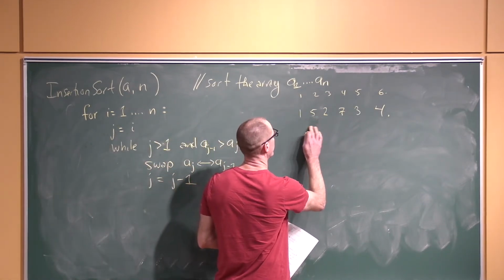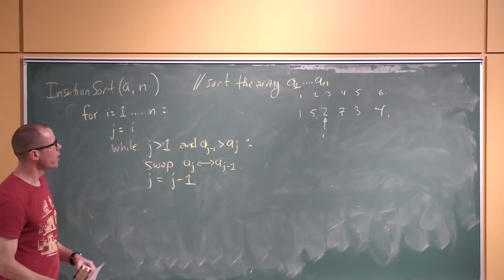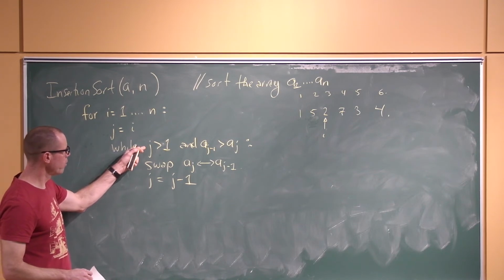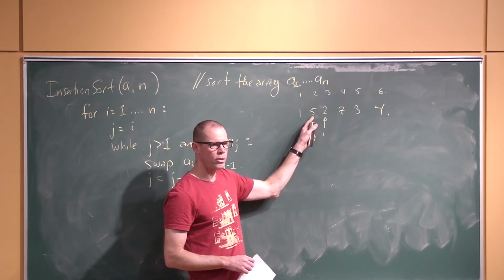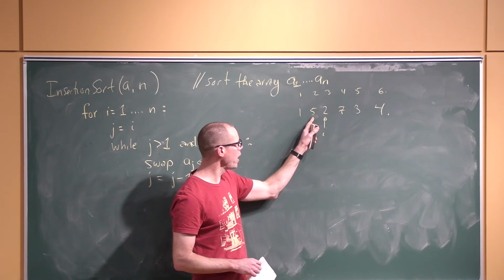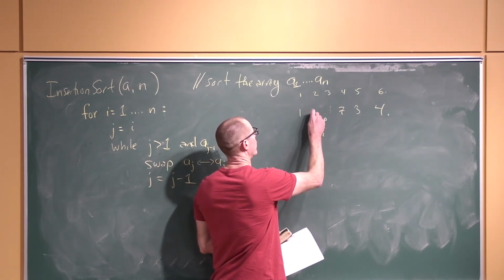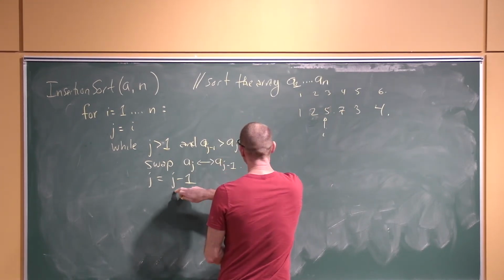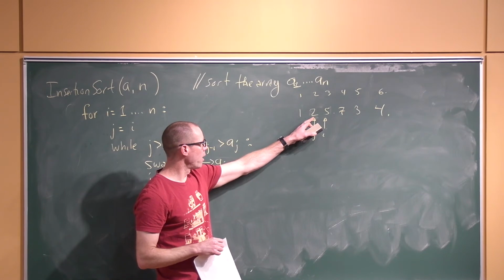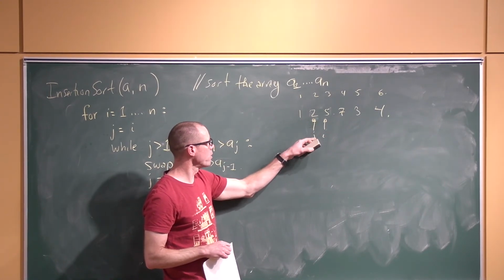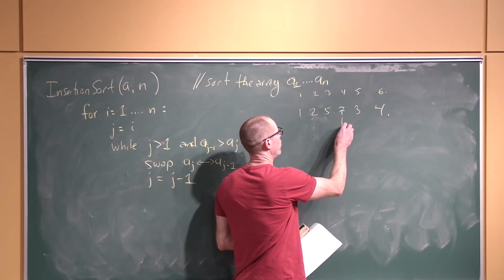Third time through, this is where i is pointing. i is 3, and j is 3. 3 is bigger than 1. So we compare these two things. And we realize that 5, which is at position j minus 1, is bigger than 2 at position j. So we swap those things. Decrement j. And now we do the same test again. Is 1 bigger than 2? No, it's not, so we stop. And we move on to the next thing, which is 7.